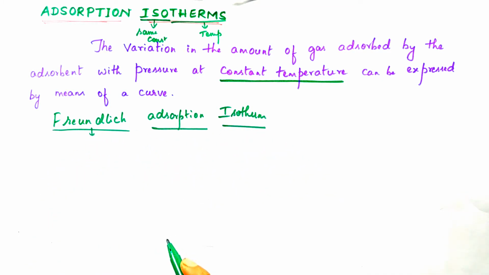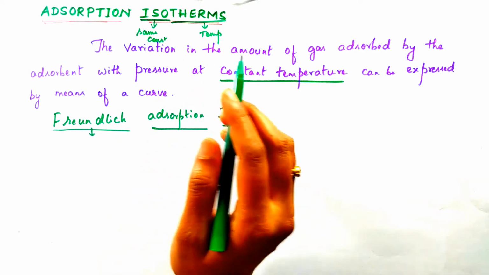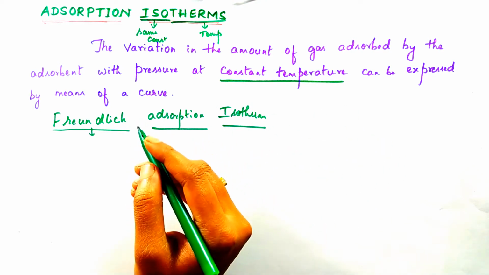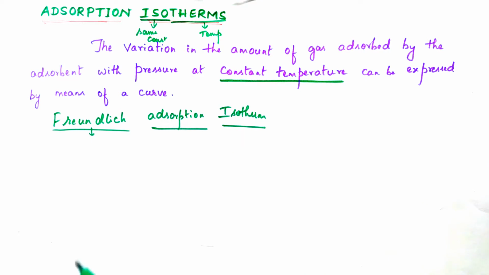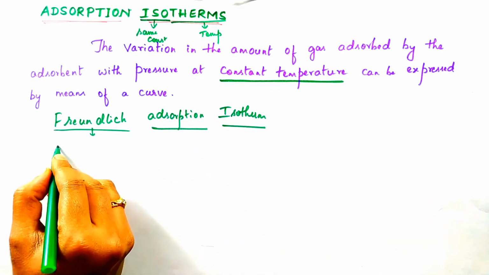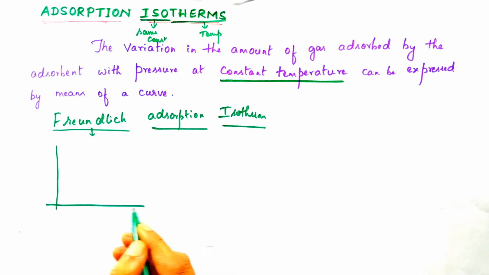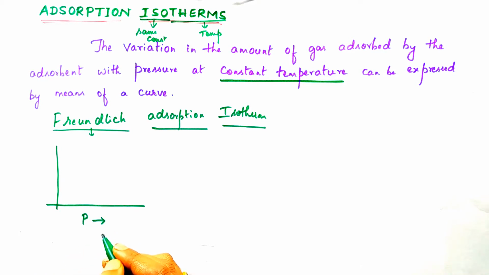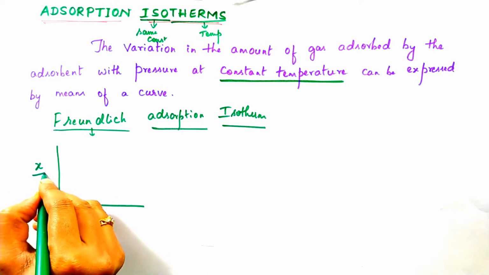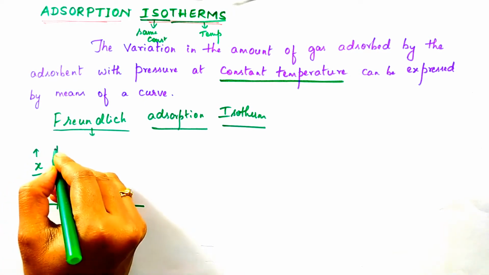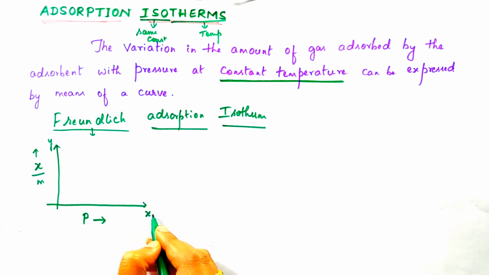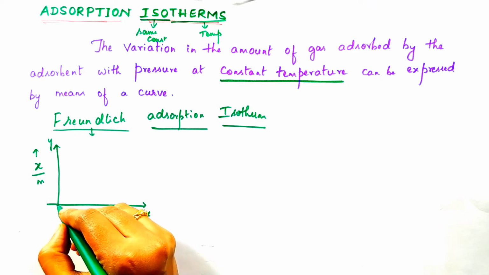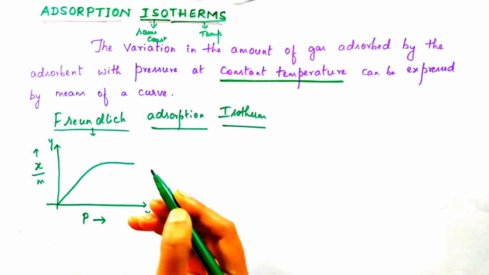Freundlich is a scientist who successfully explained how the extent of gas adsorbed varies with pressure. He explained it by using a graph, where pressure is taken along the x-axis and extent of adsorption is taken along the y-axis. He said that as the pressure increases, the adsorption also increases.